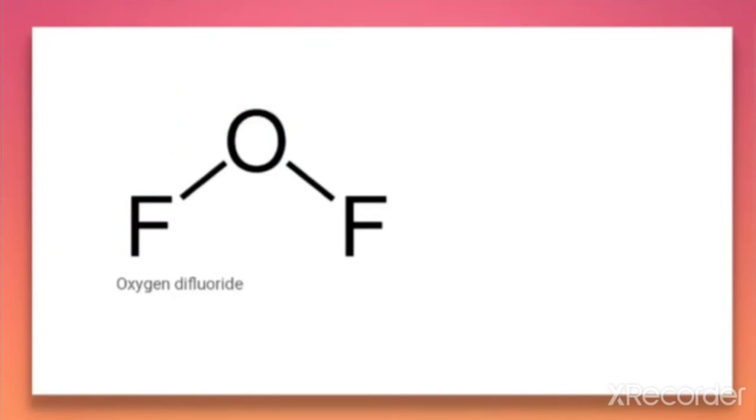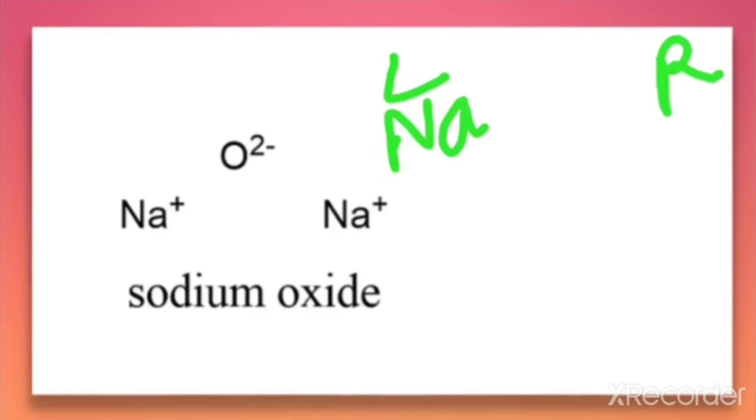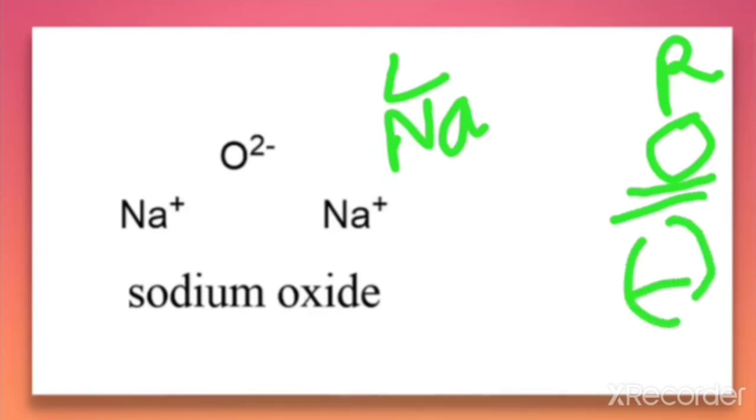Let us take another example, sodium and oxygen. Sodium, we know, is on the extreme left hand side in the periodic table, and oxygen is on the right hand side. So which is more electronegative here? On the right side, the element is more electronegative. So oxygen is more electronegative, and it develops a negative charge. And sodium always develops one positive charge.